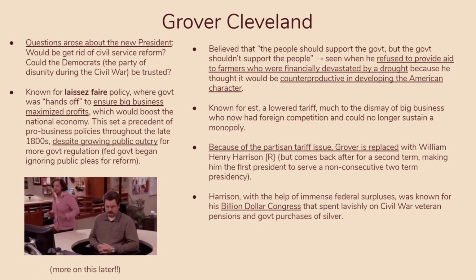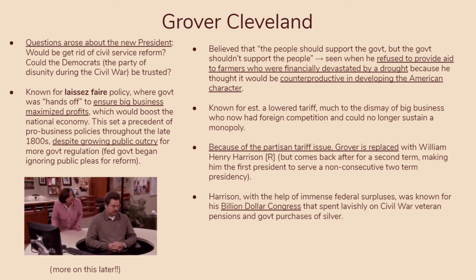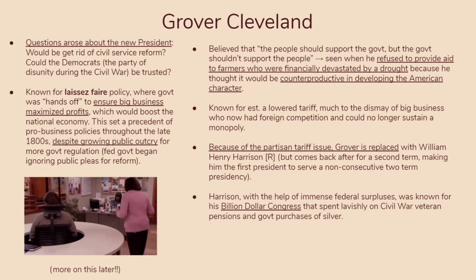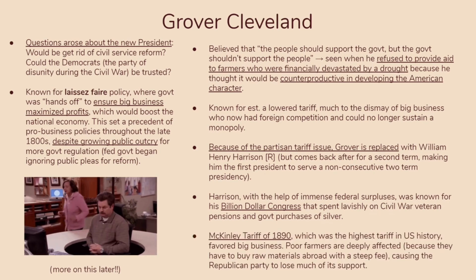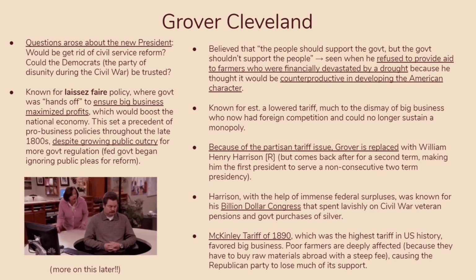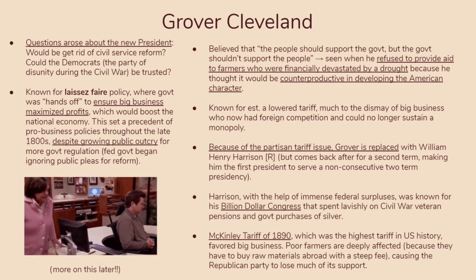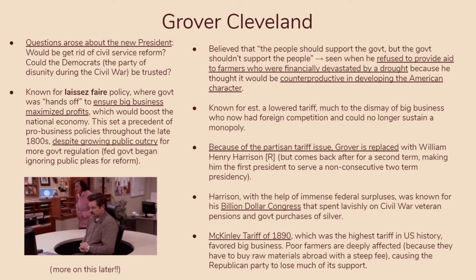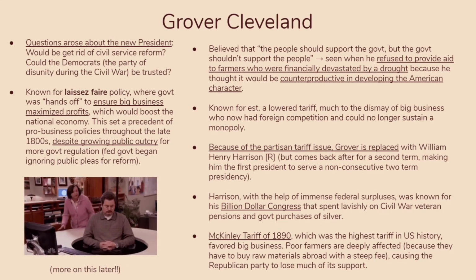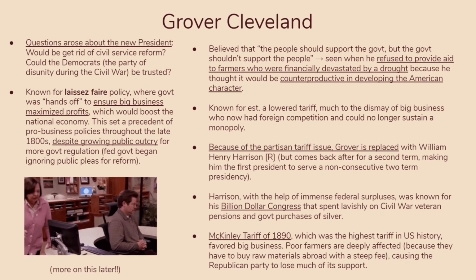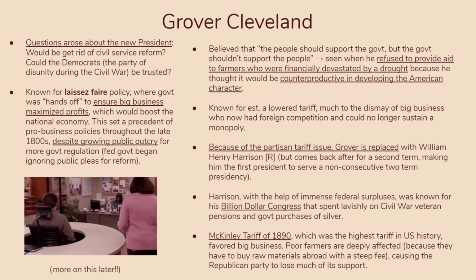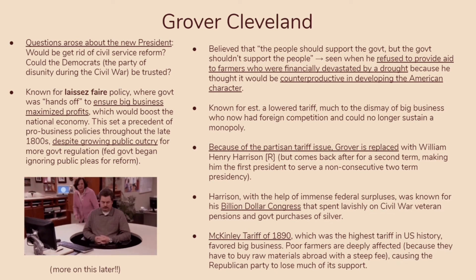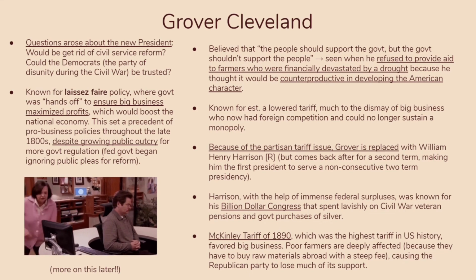So because he had an immense amount of federal surpluses, Harrison spent lavishly on Civil War veteran pensions and government purchases of silver. He also passed the McKinley Tariff of 1890, which was the highest tariff in U.S. history and obviously favored big business. Poor farmers are deeply affected because they have to buy raw materials abroad with a steep fee, and this causes the Republican Party to lose much of its support. And this is kind of like the beginning of the end of the Republican Party being like the liberal party. Now they're going to be more conservative.